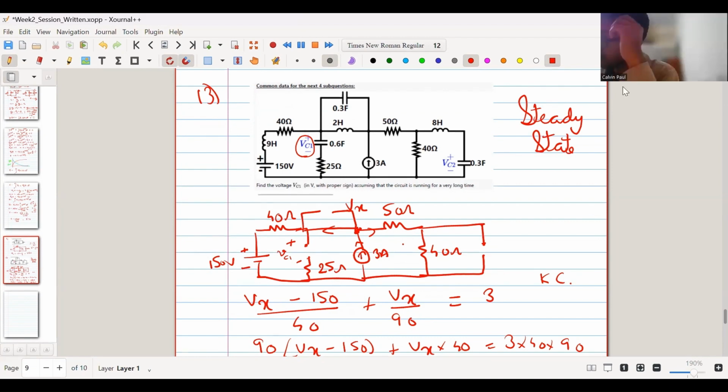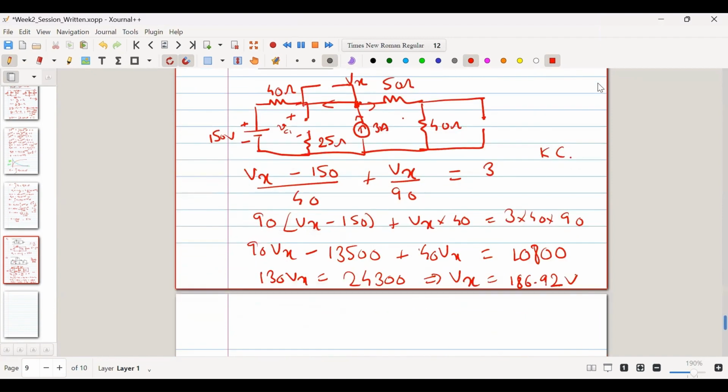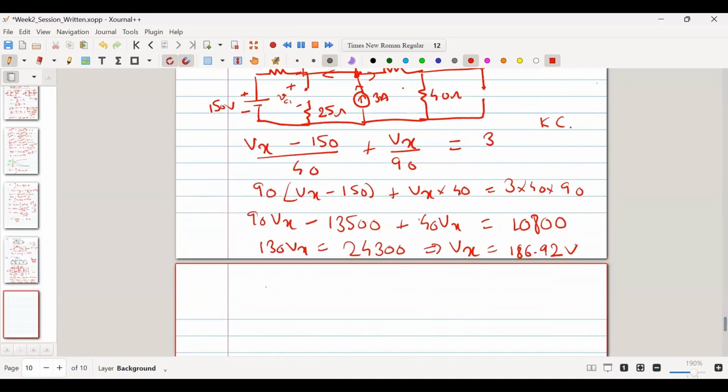Is that clear, Suresh? Yeah, I want to say, overall, the voltage across that node. So the voltage over here is Vx. The voltage from here to here is 0. So what is the voltage across VC1? Vx. Yes, correct. Good one. So you have your VC1 is equal to Vx is equal to 186.92 volt.